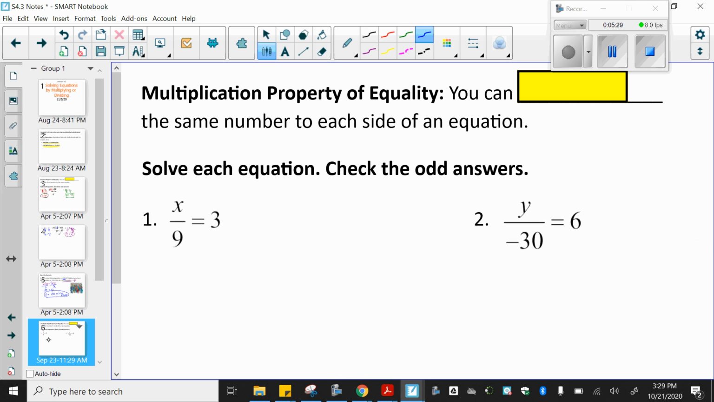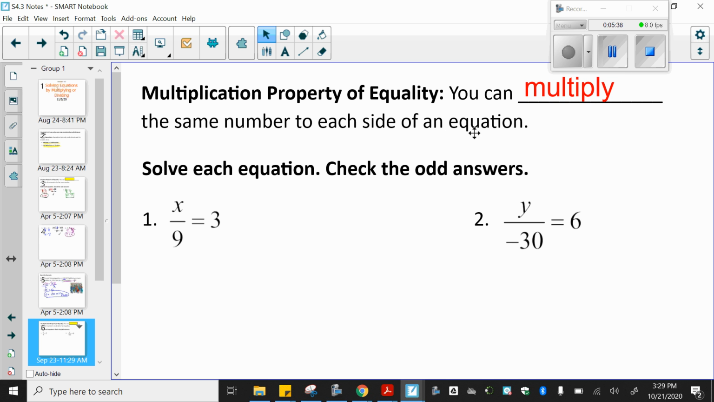Next, we also have this multiplication property of equality. The multiplication property of equality says that you can multiply the same number to each side of an equation, just like we've been doing, and it keeps the equation equal. So to demonstrate that, we're going to say, okay, x divided by 9 equals 3. I want to undo the divided by 9, so I'm going to put a dot and a 9, and a dot and a 9. That means I'm going to multiply both sides by 9.